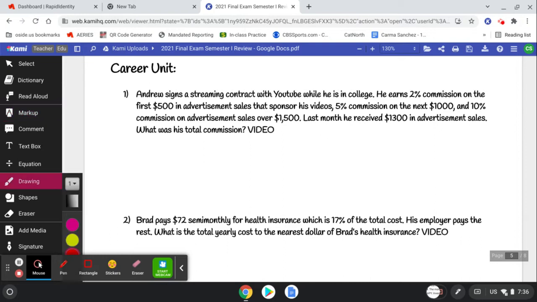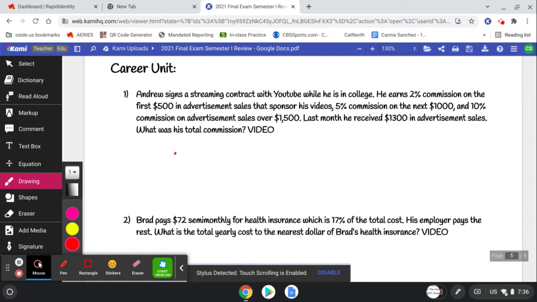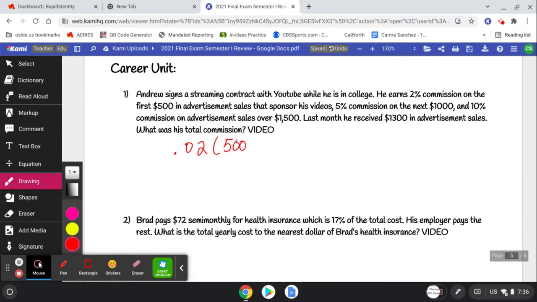And so we're going to do 2 calculations here and then go multiply with our Desmos. So we've got 0.02 of the first 500. And then he gets 5% of the next 1,000. But he doesn't have another 1,000. He has 1,300 total sales minus 500. So it's 0.05 of 800. So we're going to add these two numbers together that we get here.